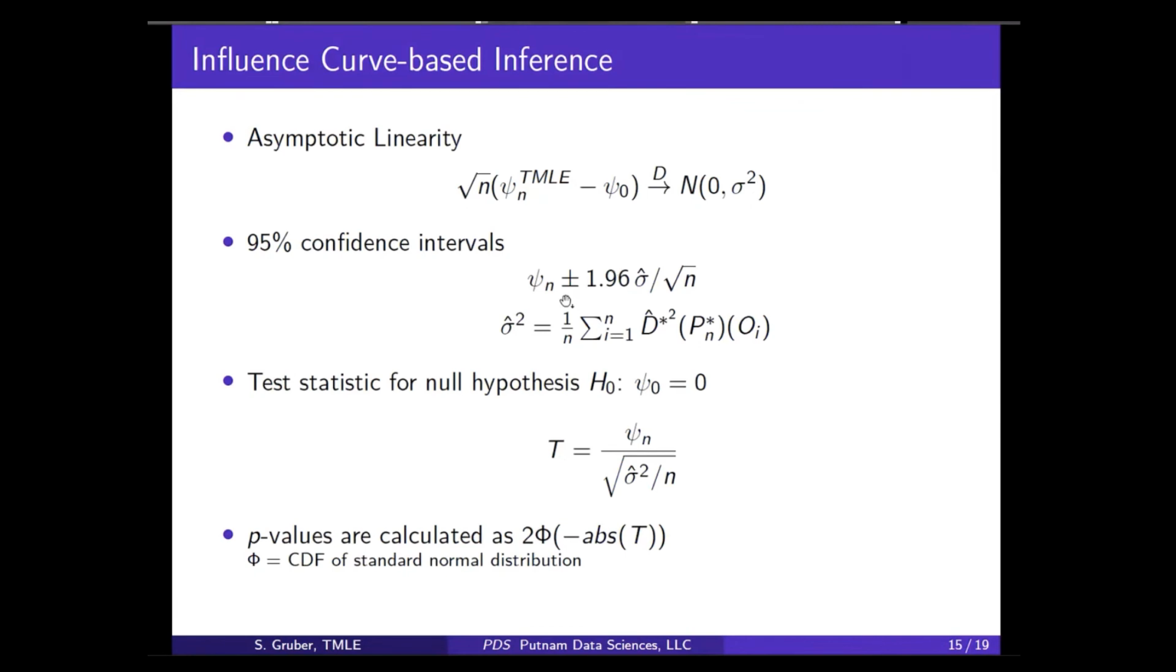So you can construct confidence intervals the usual way. And you can construct test statistics for null hypotheses the usual way, and p-values just the usual way. And the math might look daunting, but once you get the variance estimate, it's the usual math you always use for confidence intervals, test statistics, and p-values.